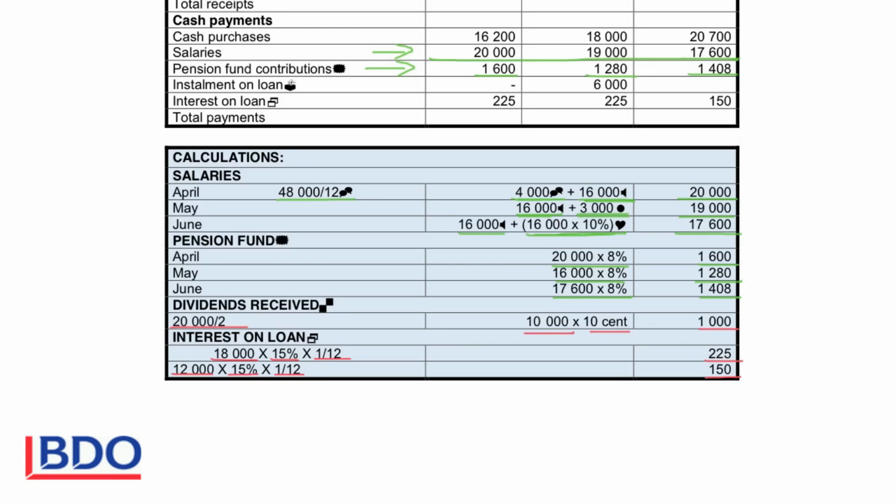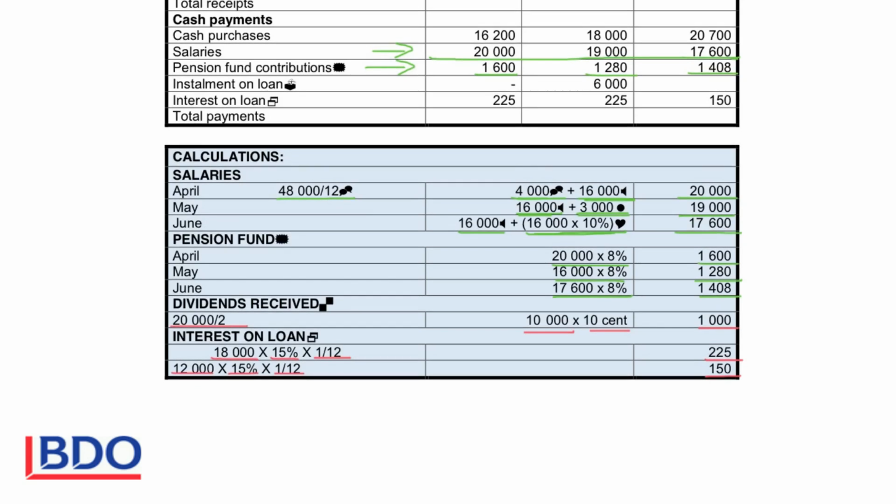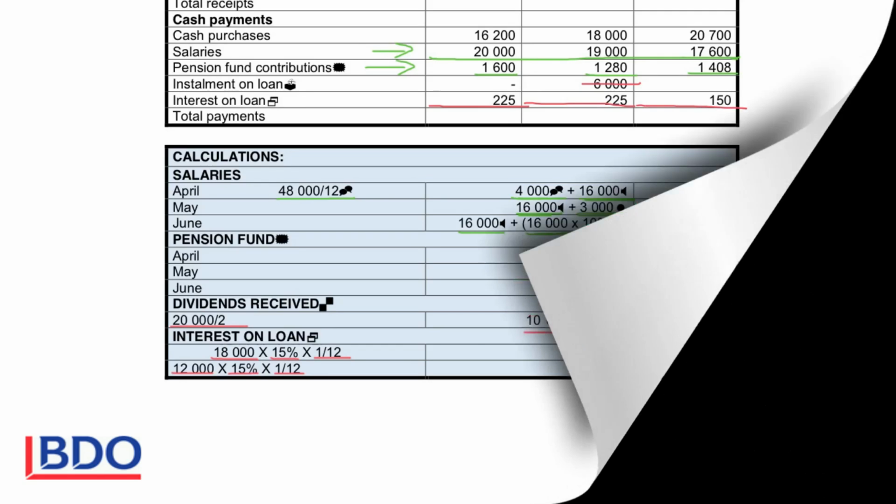So if we look at our budget, we see that the installment on the loan will be 6,000 rand. The amount that we calculated for interest for the current year, a month, is 225, and for the next month is 225. Then they paid the installment that reduces the interest that must be paid to 150 rand.